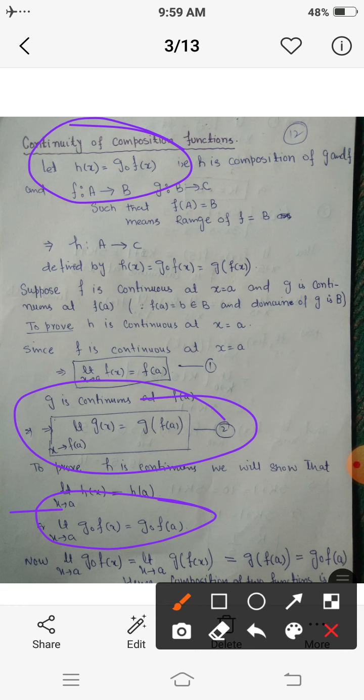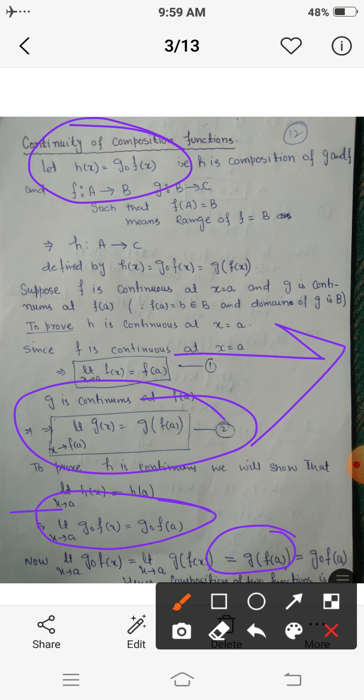So from this we conclude that the limit as x tends to a of g of f of x is simply g of f of a, because from the first, the limit as x tends to a of f of x is f of a, that is, f is continuous at a, and the limit as x tends to f of a of g of x is g of f of a, that is, g is continuous at that point.